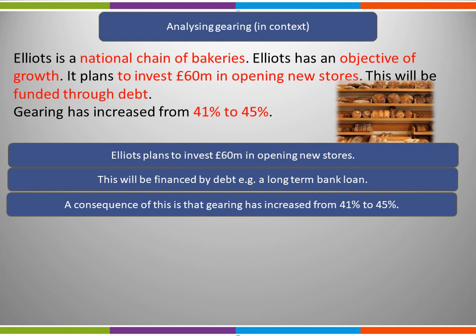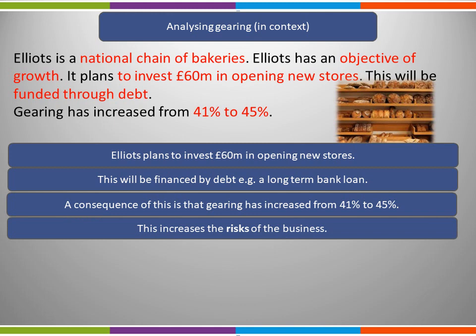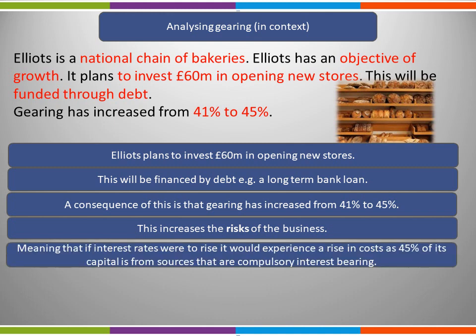We are bringing in the answer from our calculation. This increases the risks of the business. Many students stop there. What we want to understand is why and how does it increase the risks of the business, and what was the impact of this on Elliot's. So let's continue to develop our argument further.